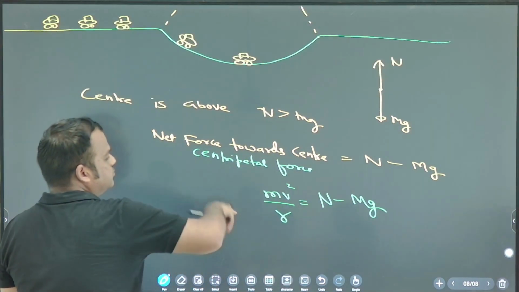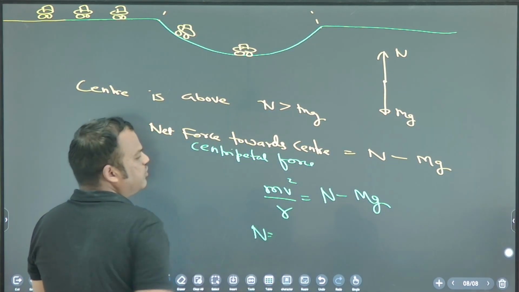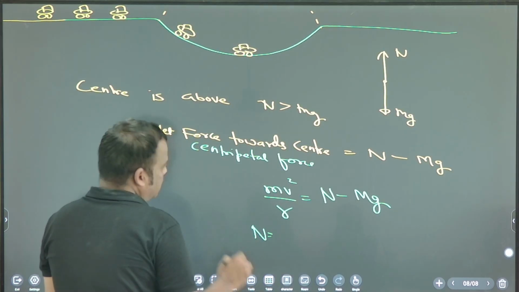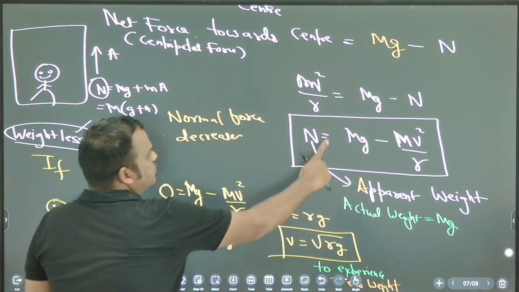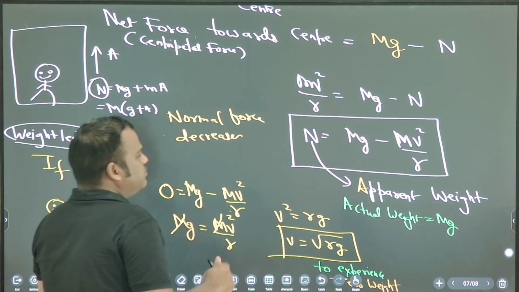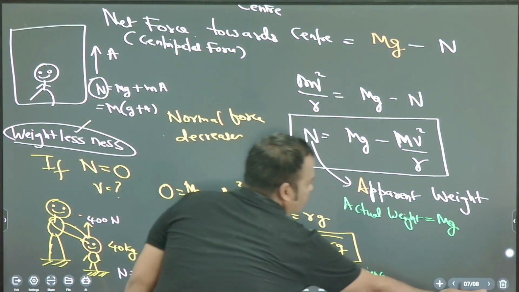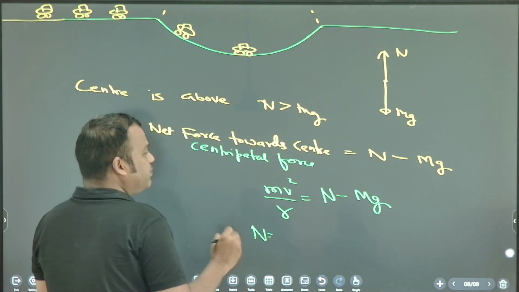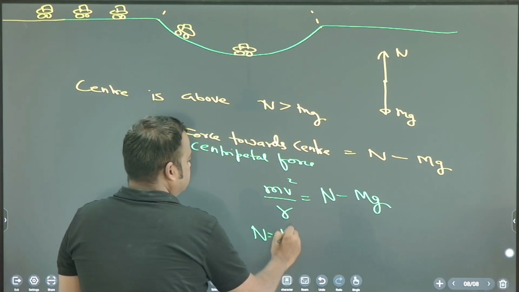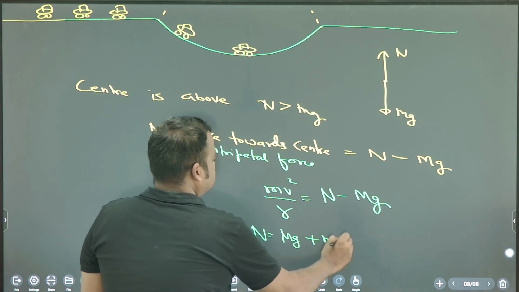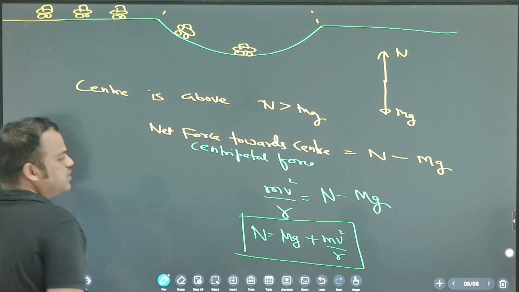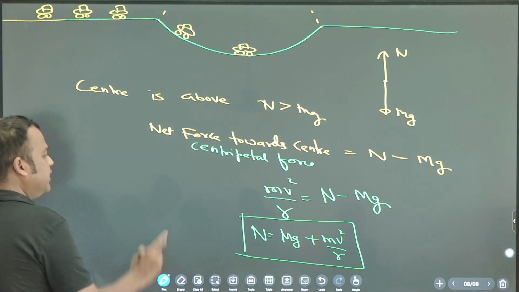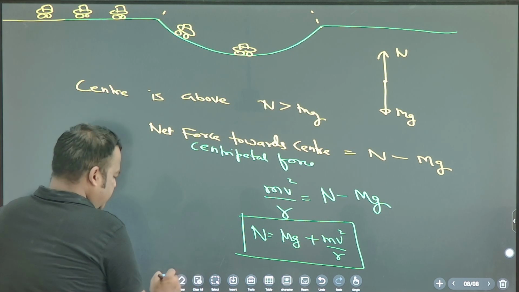So what is the value of N? Correct. And in the previous question, what was N? Previous question, mg minus mv square by r. Now what is N? Mg plus mv square by r. So normal increased or decreased or remains same? Increased. So normal increased, note down.